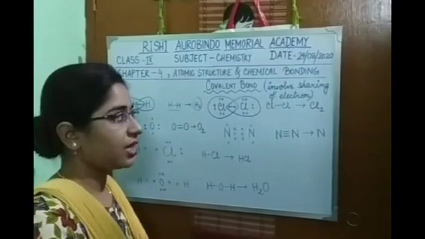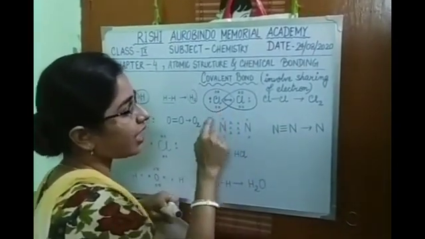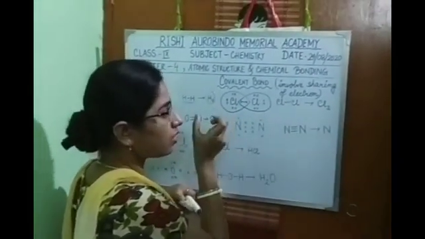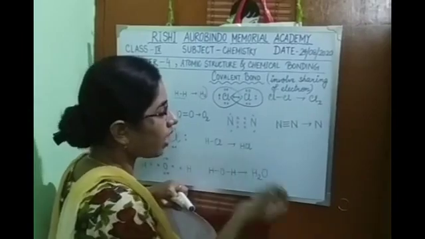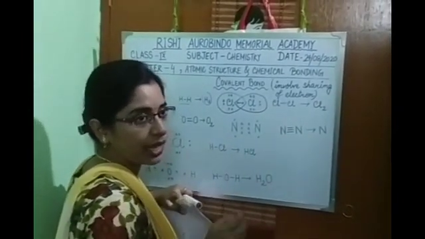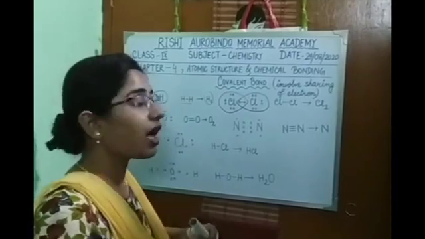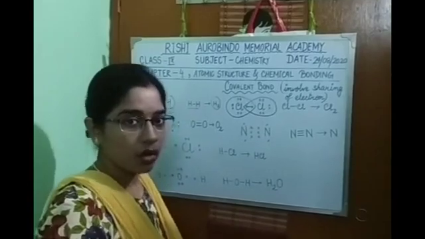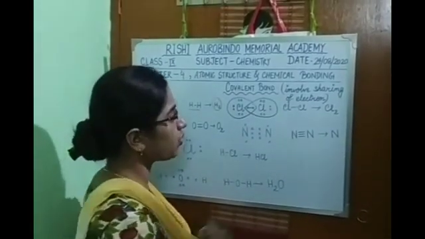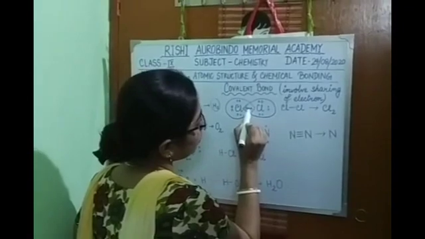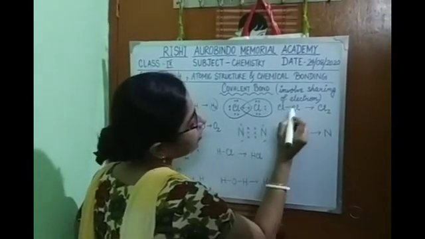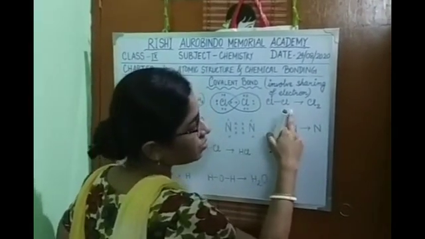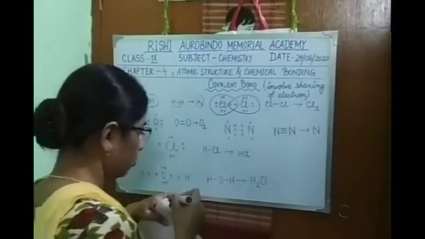To achieve octet formation, as they have 7 each, if one atom of chlorine shares 1 electron with the other, then they both will have 8 electrons each in their outermost shell and they will attain the octet formation. That's why they share this electron with each other and a single bond is formed between the two atoms of chlorine. So it becomes Cl2.